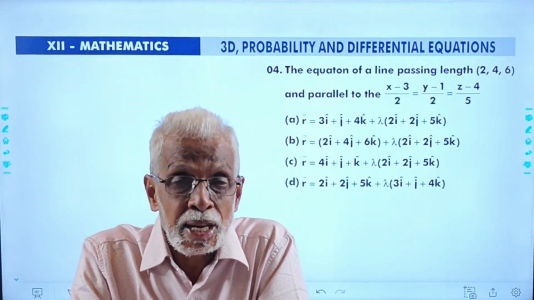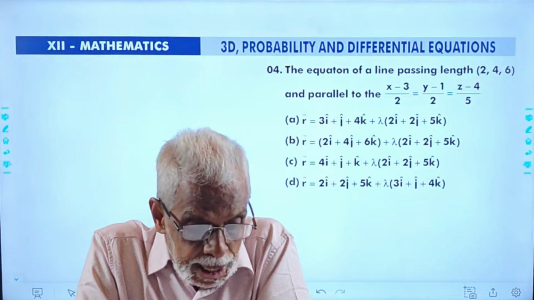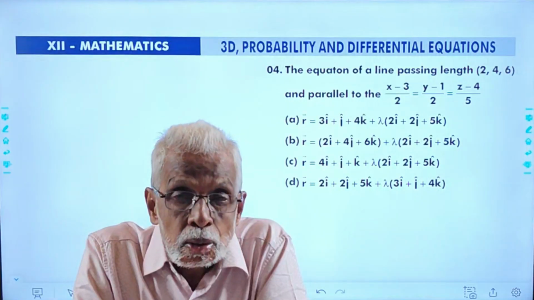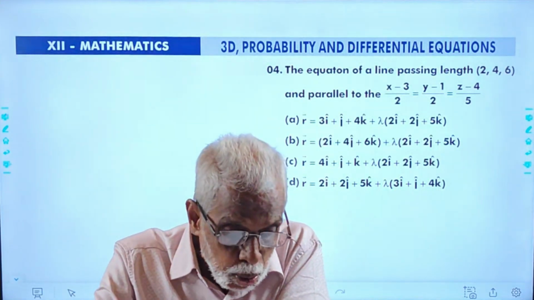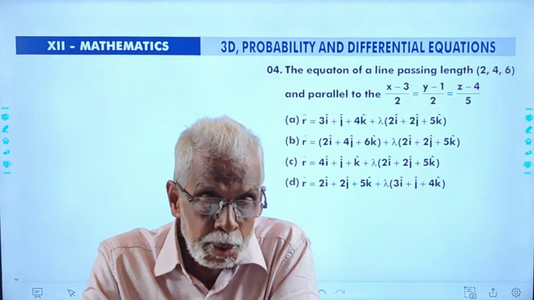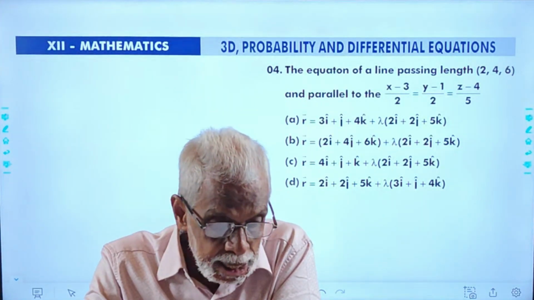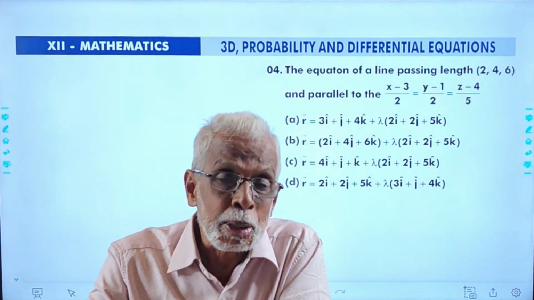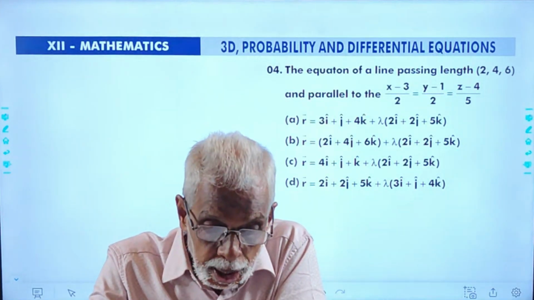The equation of a line passing through the point 2, 4, 6 and parallel to the line (x minus 3) by 2 equals (y minus 1) by 2 equals (z minus 4) by 5. The required line passes through the point 2, 4, 6 and both lines are parallel. Therefore, the direction ratios of the required line are also 2:2:5. Hence, the equation of the line is r is equal to a plus lambda b, that is r is equal to 2i plus 4j plus 6k plus lambda into (2i plus 2j plus 5k).